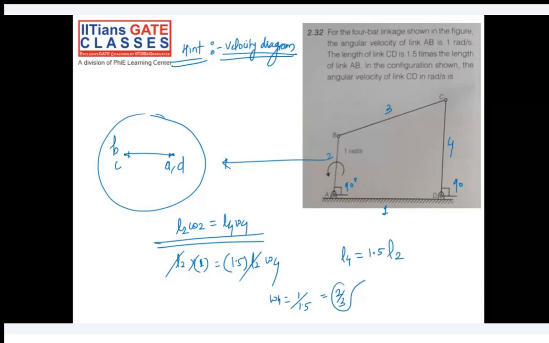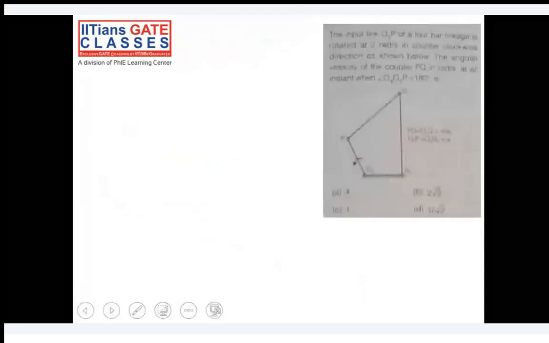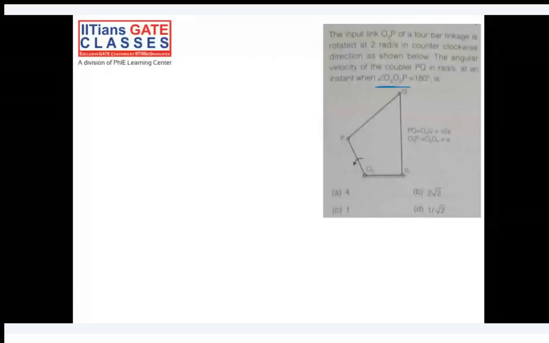Yeah. I'll go to the next slide. Try to solve this question. The input link O2P of a 4-bar linkage is rotating at 2 radian per second in a counterclockwise direction, as shown in the figure below. The angular velocity of coupler PQ in radian per second at an instant when angle O4 O2 P is 180 degrees.